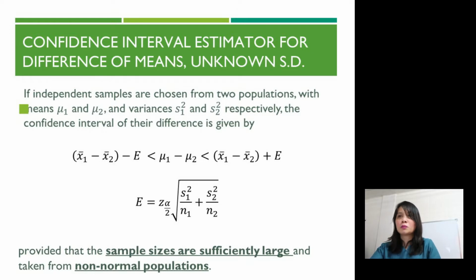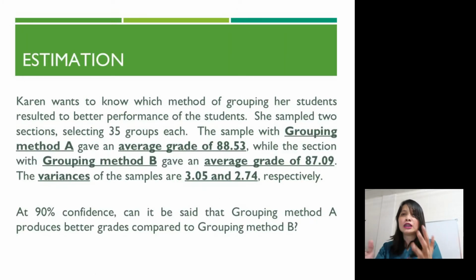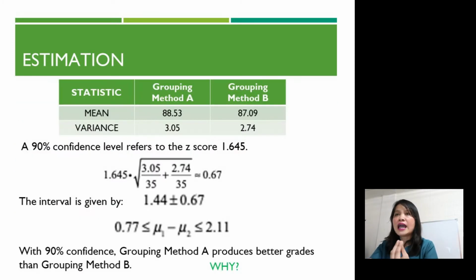So in this particular problem, the mean of the first group is 88.53, and the mean of the second group is 87.09, the variance of the first group is 3.05, and the variance of the second group is 2.74. Now, to construct a 90% confidence level, first you need to solve for the margin of error. E is equal to Z alpha multiplied by the square root of the first variance divided by the first sample size plus the second variance divided by the second sample size.